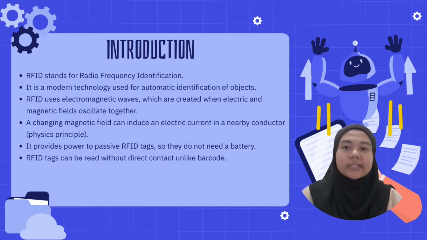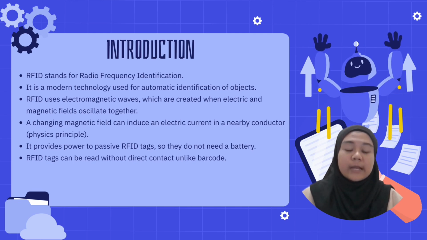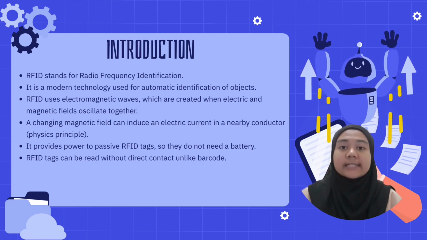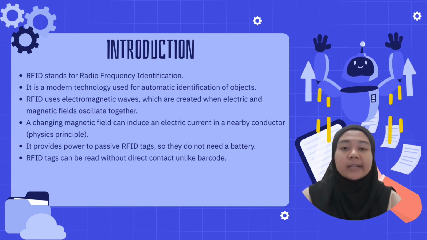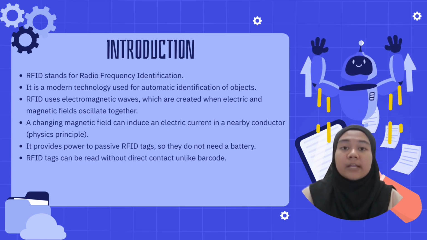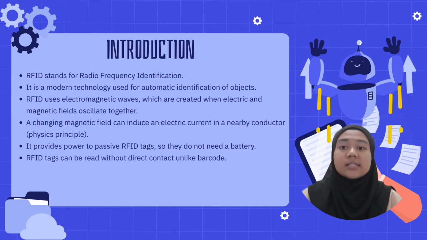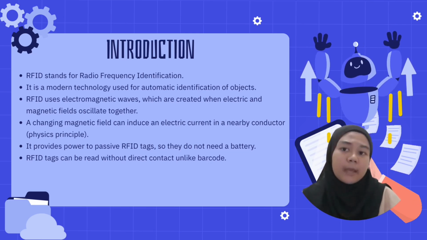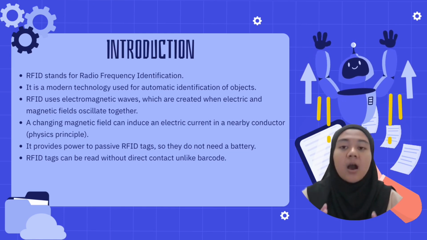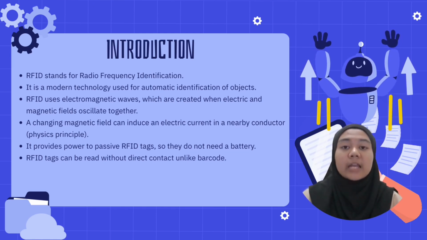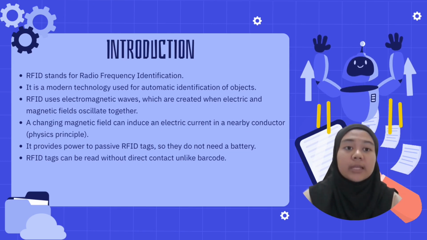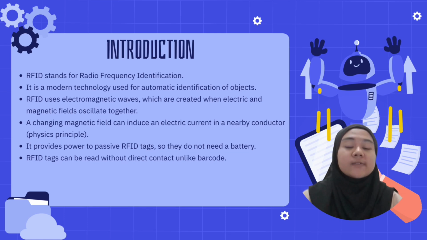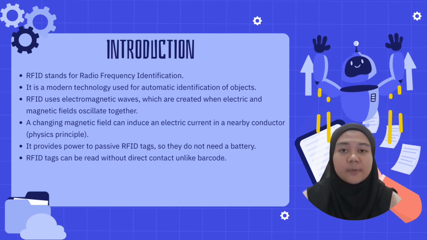So let's start with the introduction. First of all, let me explain to you what RFID technology is. RFID stands for Radio Frequency Identification. RFID technology is a modern technology that is used for automatic identification of objects. Unlike manual identification methods, RFID allows objects to be identified quickly and accurately without human involvement. And in this case, it can reduce human error as much as possible.